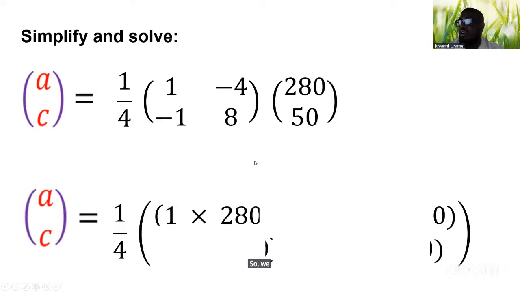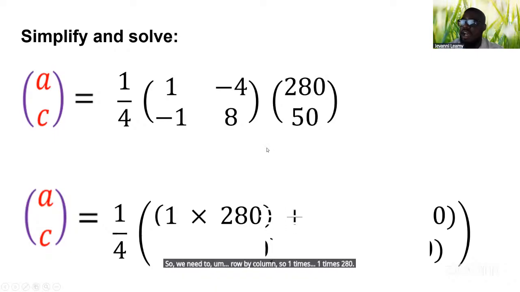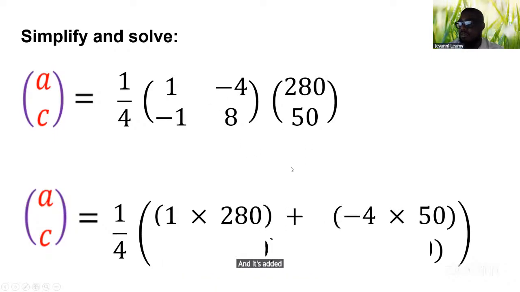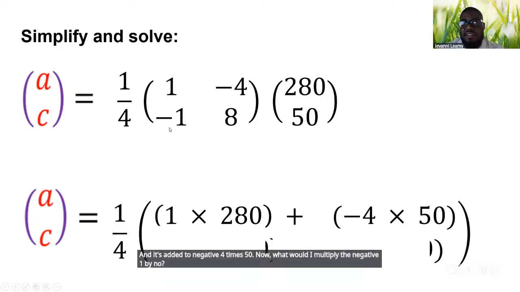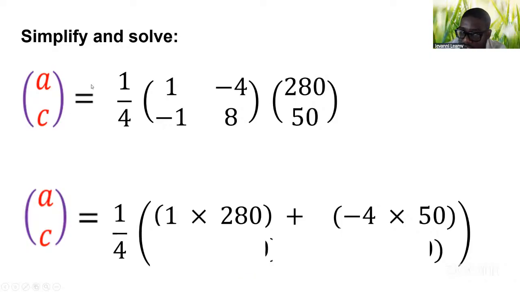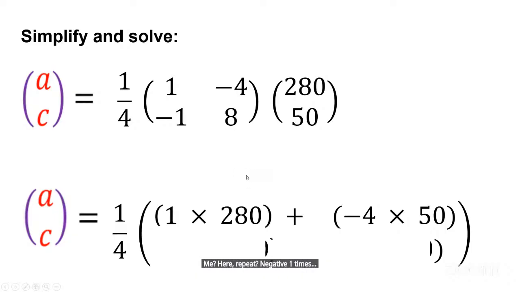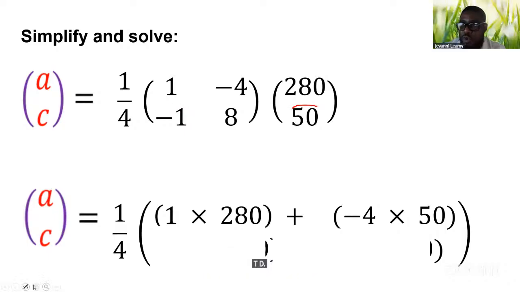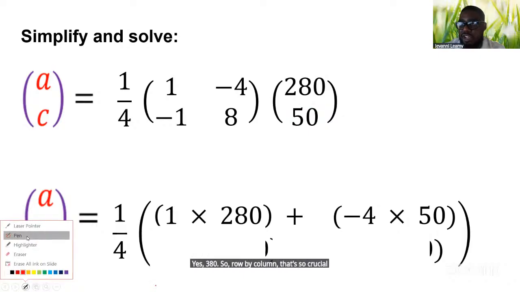So we need to go row by column. So 1 times 280, added to -4 times 50. Now, what will I multiply the -1 by? What element will I multiply -1 by? The 280. Yes, 280. Remember, row by column. That's so crucial in understanding matrices.